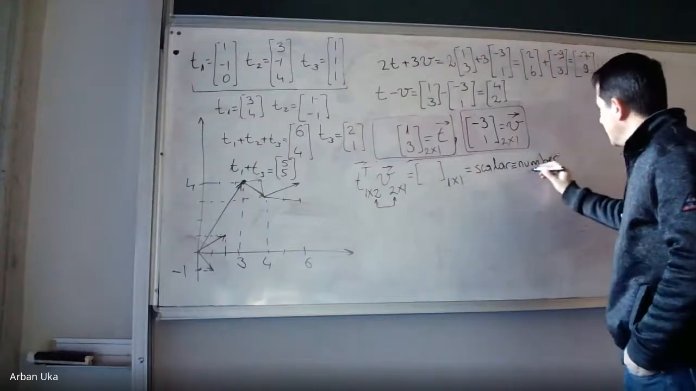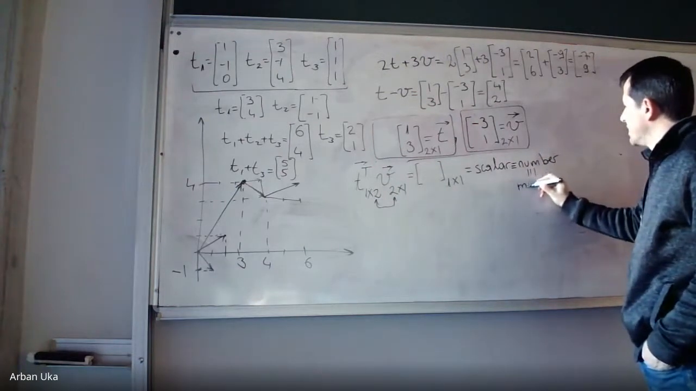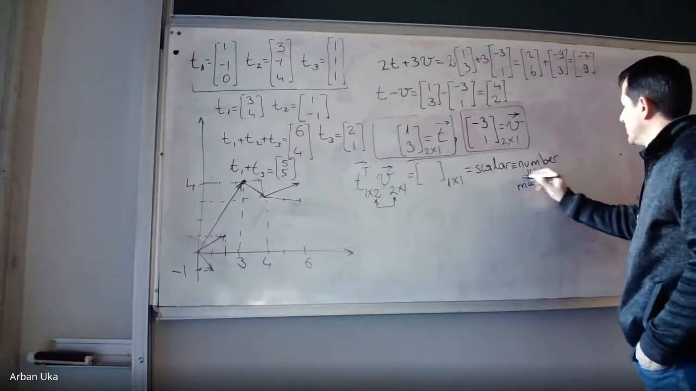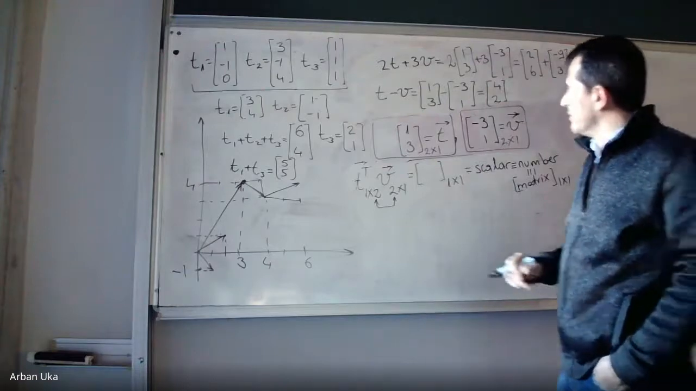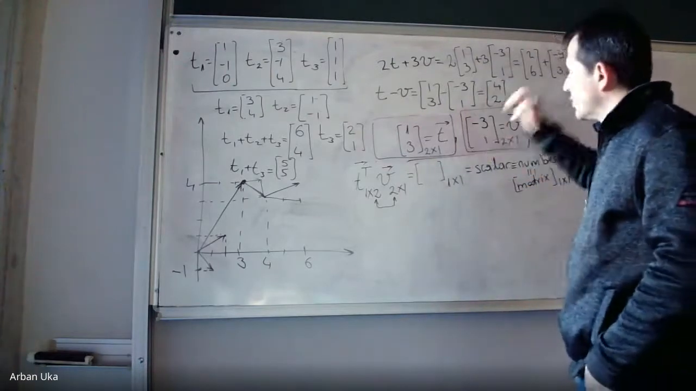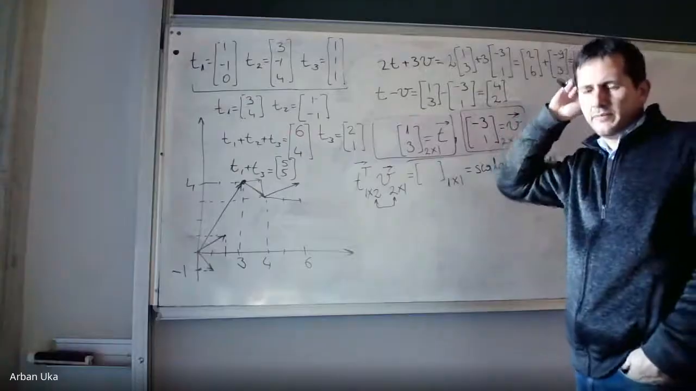And the number is defined as a matrix with dimensions 1 by 1. Okay, that's good. So let's see, but what is the answer? Can we find what is T transpose times V?